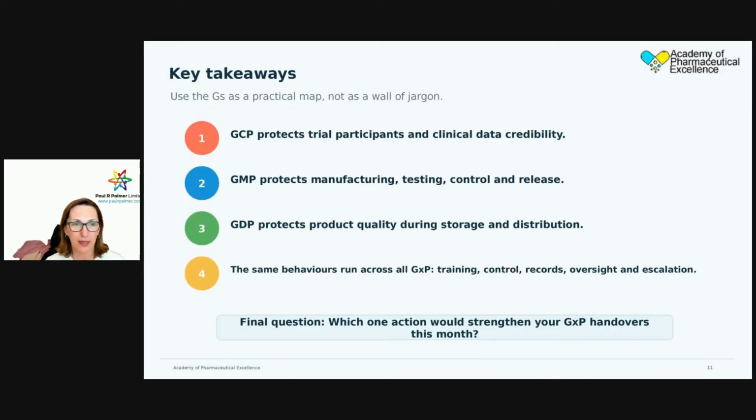Or it might be just making sure that the training goes beyond reading the SOP and signing that you read and understood without really understanding. Remember, simple improvements can make a significant difference to compliance confidence.